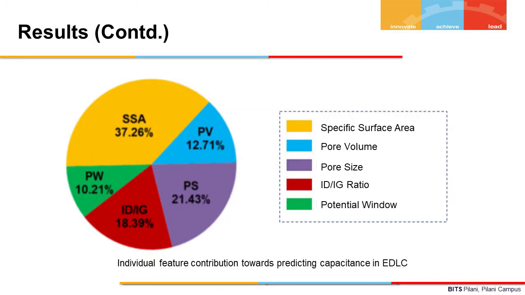Once the capacitance prediction model was established using the random forest model framework, the individual feature contribution was also analyzed. This figure shows a pie chart featuring the individual features along with their contribution towards determining capacitance. It can clearly be seen that the specific surface area plays the most vital role in enhancing capacitance by around 37.26%. The second most important feature is the pore size.